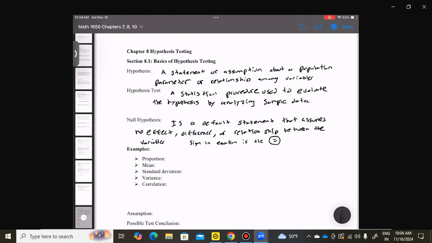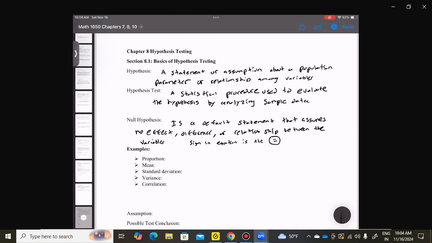You always want to set the proportion equals some value, the mean equals some value, and that value is the claim value. In correlation, the null hypothesis is that there isn't correlation, and the way we state that as an equation is the linear coefficient is equal to 0. So there's always an equal sign.